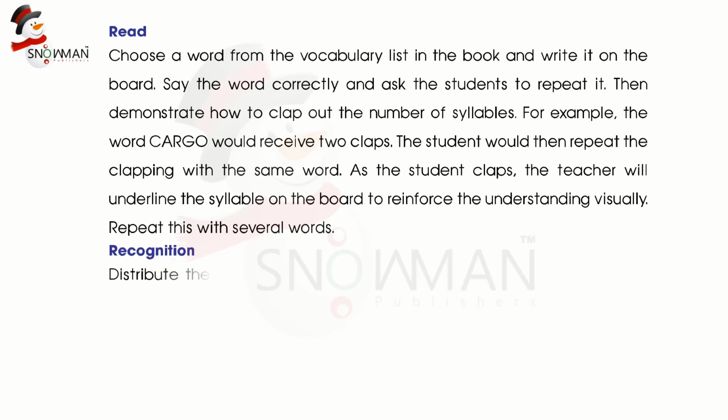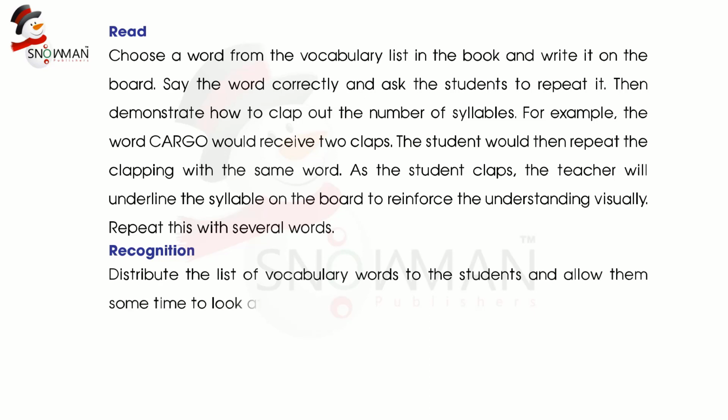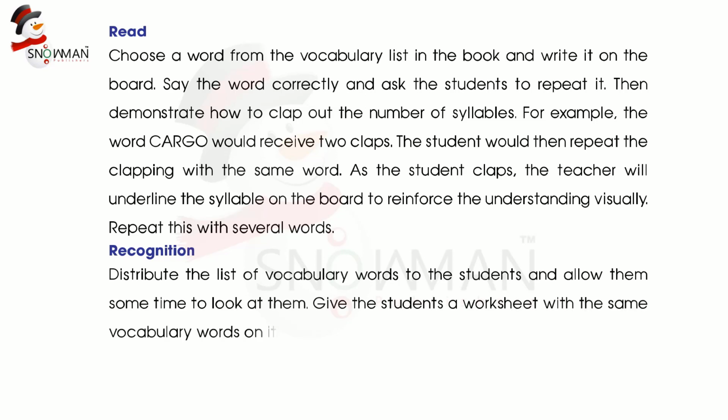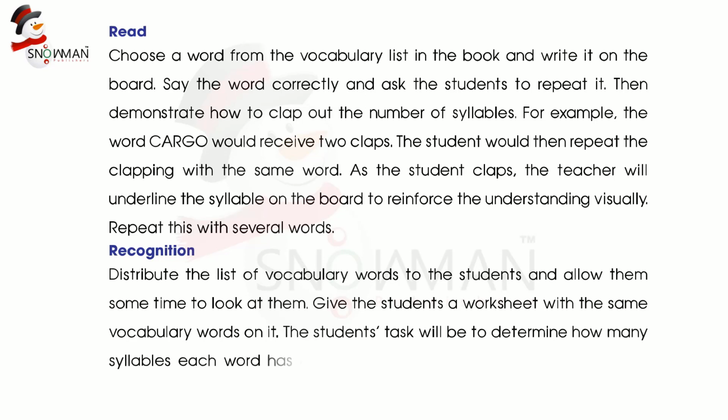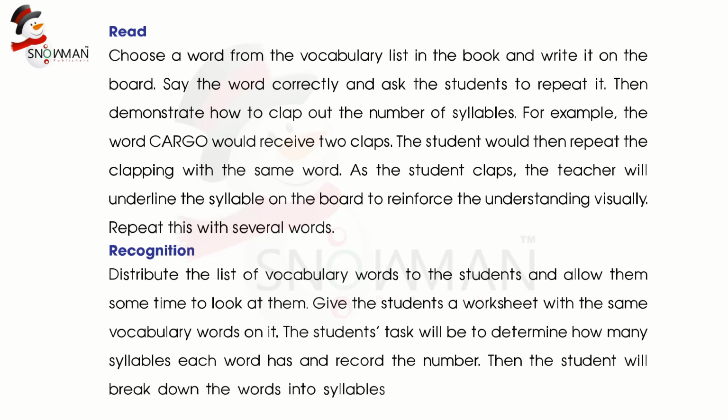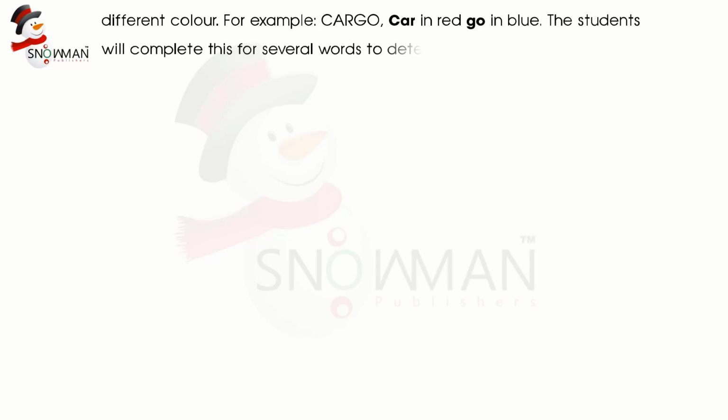Recognition. Distribute the list of vocabulary words to the students and allow them some time to look at them. Give the students a worksheet with the same vocabulary words on it. The student's task will be to determine how many syllables each word has and record the number. Then the students will break down the words into syllables and write the syllables each in a different color. For example, cargo, car in red and go in blue. The students will complete this for several words to determine the number of syllables each word has.